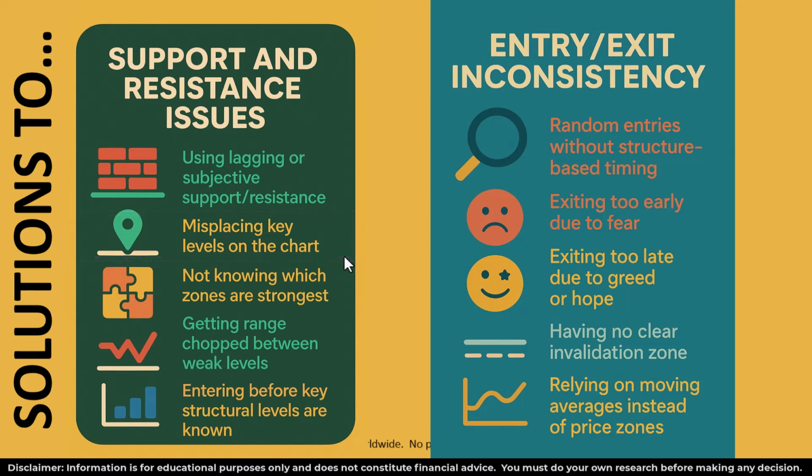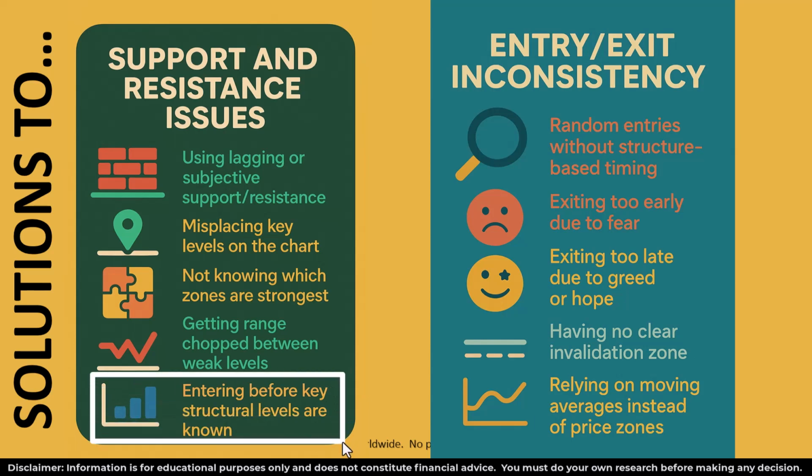One of the greatest problems with technical analysis is not knowing what zones are the strongest, and this can lead to people getting range chopped between weak levels. It's always problematic because you may not know where you're entering before you know where the key structural levels are.